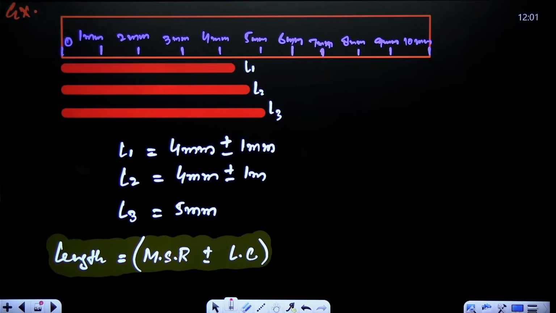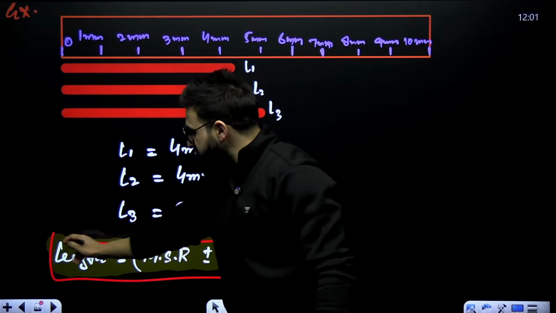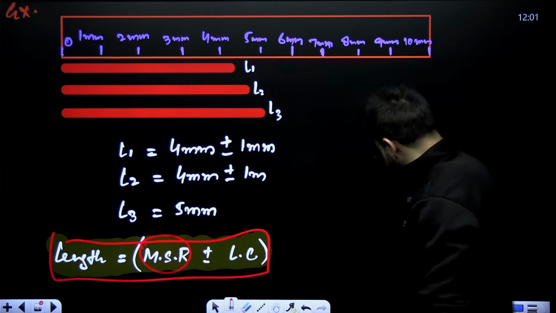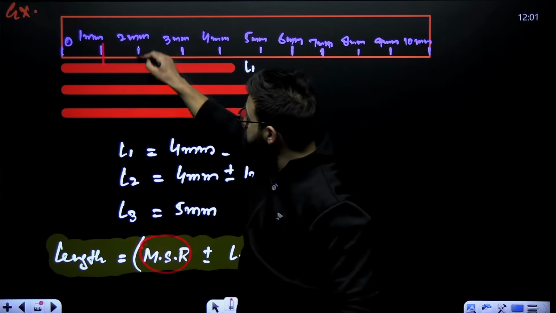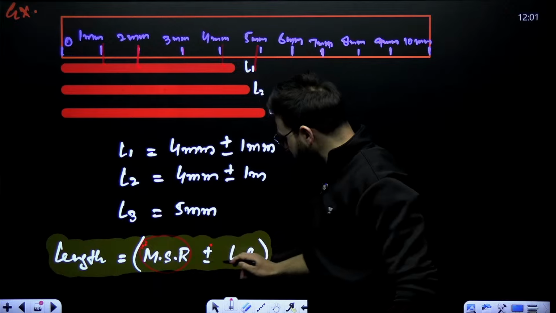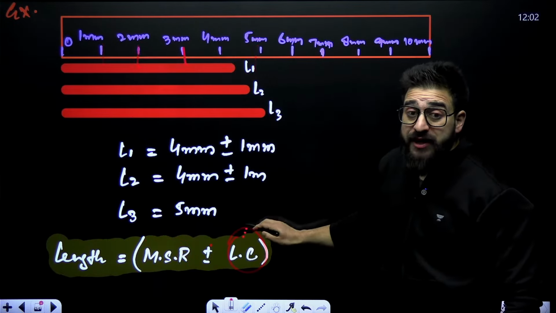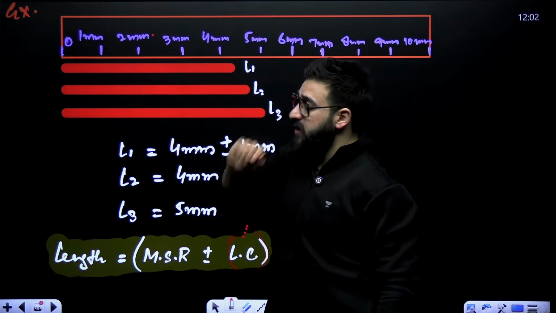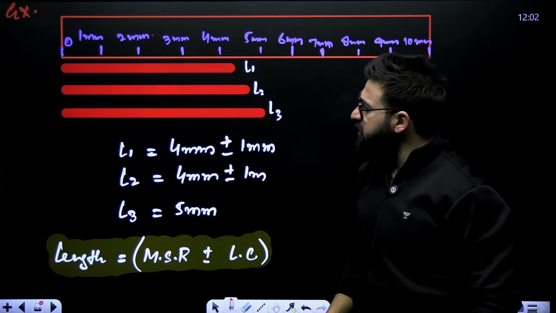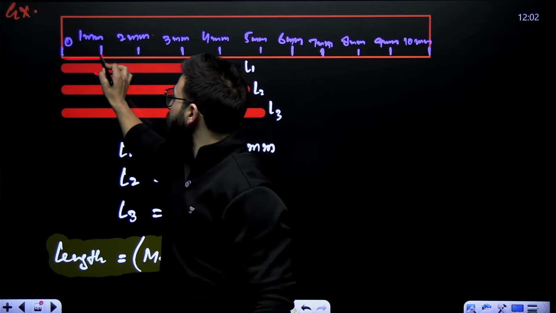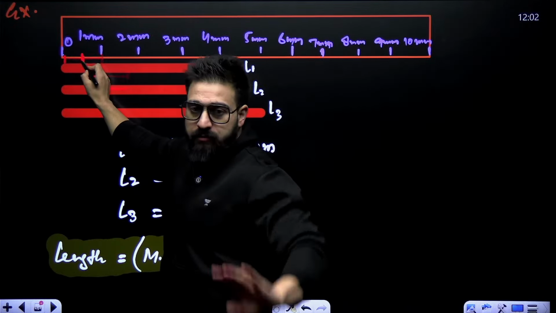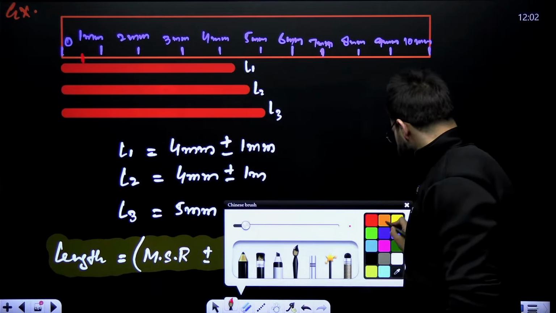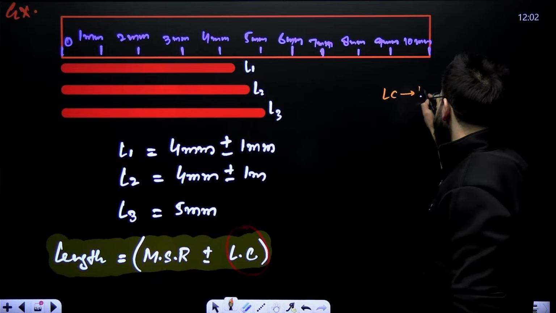Now guys, the length is the main scale reading, this 1, 2, 3, 4, 5, plus minus least count. Least count is the maximum error, or the minimum length this instrument can measure. Tell me, what is the minimum length it can measure? Sir, it can measure a minimum length of 1 mm. If it is less than 1 mm, it won't be able to measure. That's why we call this the least count, LC.